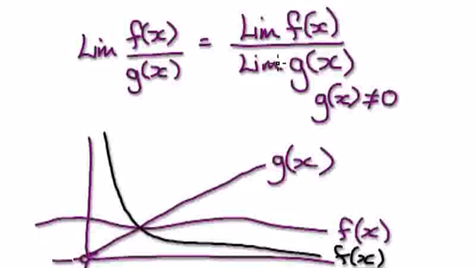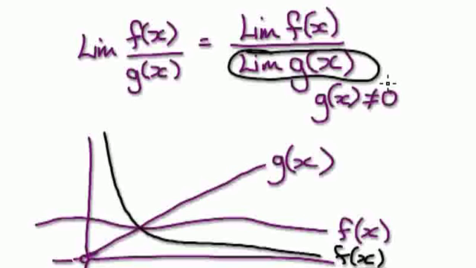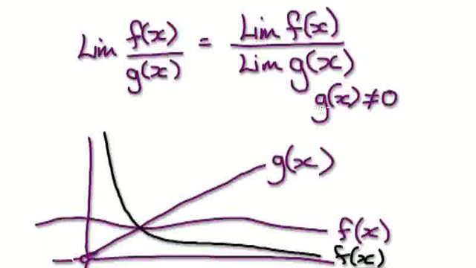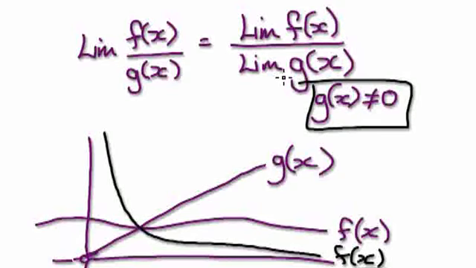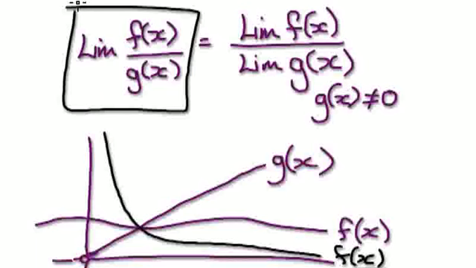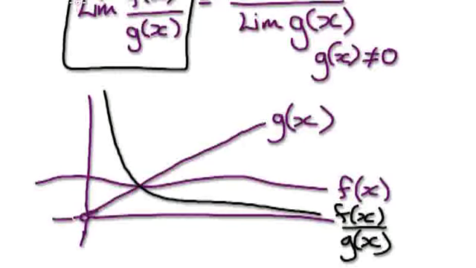Oh, when you do this here, make sure that this here does not equal 0. This cannot be 0, otherwise it won't work. So make sure that this is true. g of x cannot be 0. The limit as x approaches a cannot be 0. So make sure that this bit is not 0. Well, let's look at it. Pretty much the same argument here.